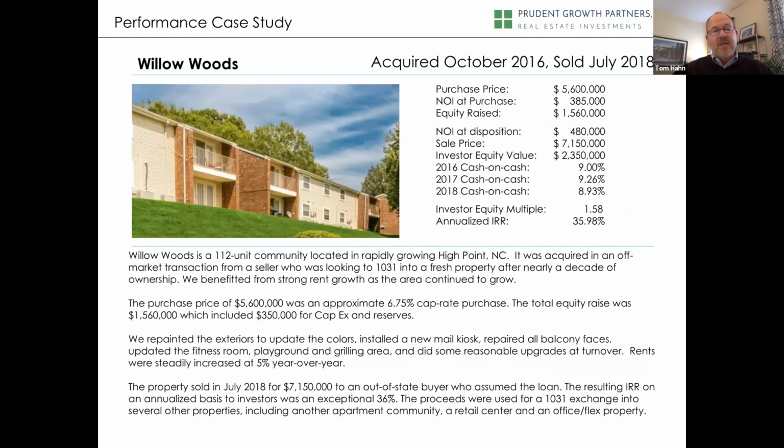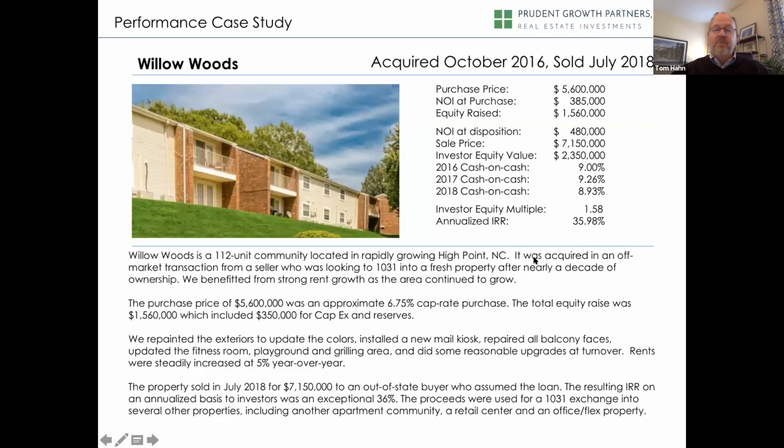Real quick, two actual case studies just as examples. Willow Woods was an apartment community we bought in October of '16, and we sold it in July of '18, so not quite two years later. Cutting to the chase, we bought it for 5.6 and sold it for 7.15 million. It was a very solid return for our investors. It spun off about 9% a year in '16, '17, and '18 on an annualized basis. The overall IRR on the deal was 36%, a very strong multiple.